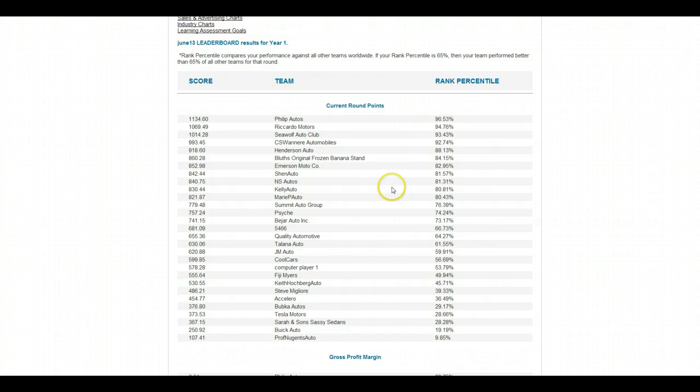Okay, and the last time I checked, there's over 5,000 teams that ran round one, and I only beat 10% of them. Where Philips Auto and Ricardo Motors have beat about 95% of all other teams in the world. So that's a huge performance. This class overall, almost half this class beat 75% of everybody who's run or played the simulation before.